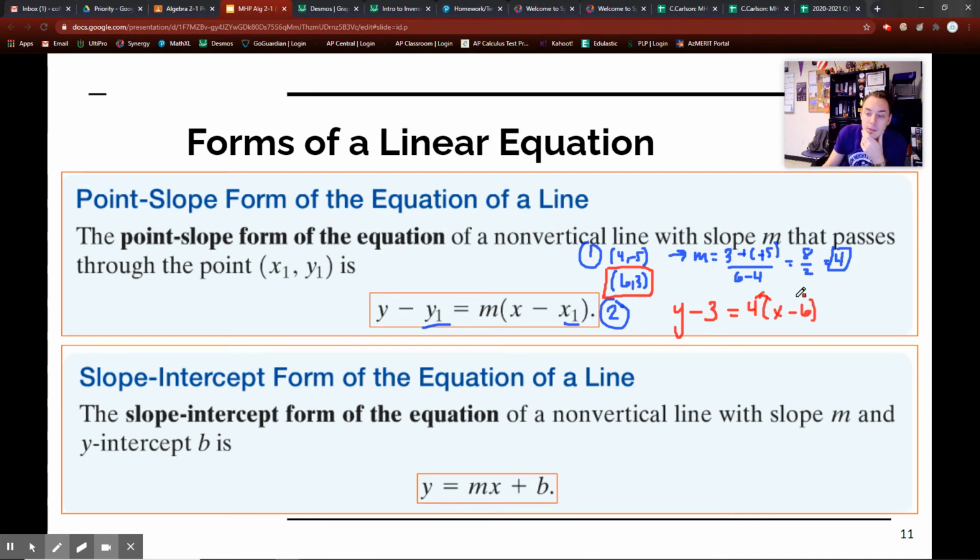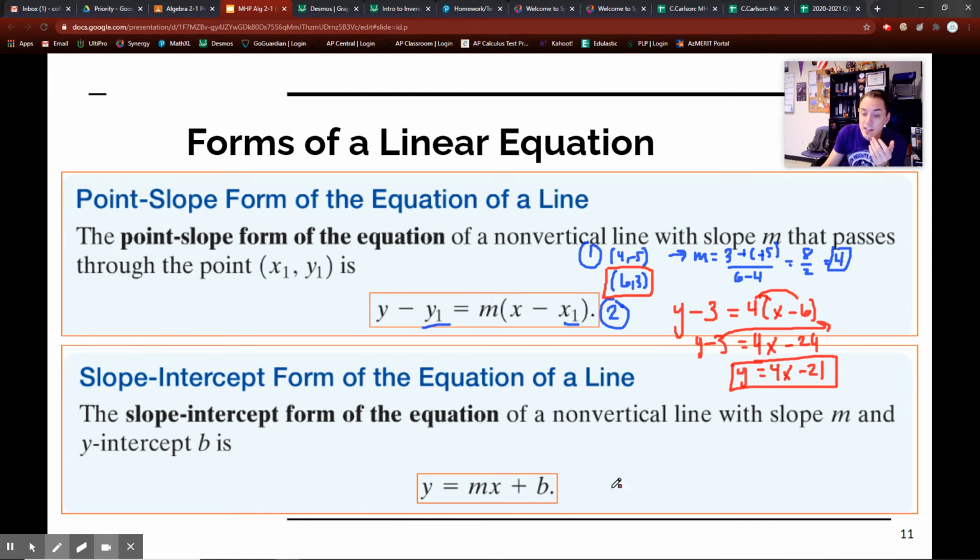And I can simplify this out and so forth, right? This becomes y minus 3 equals 4x minus 24, and then I can add the 3 over. And this becomes y equals 4x, add the 3 over, minus 21. Okay? I can do that, right?